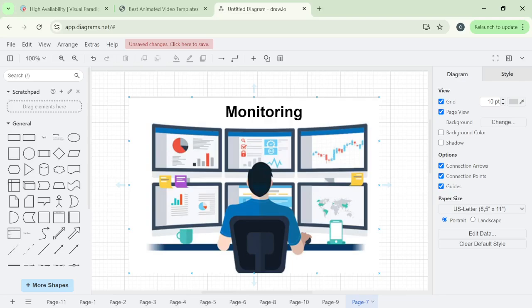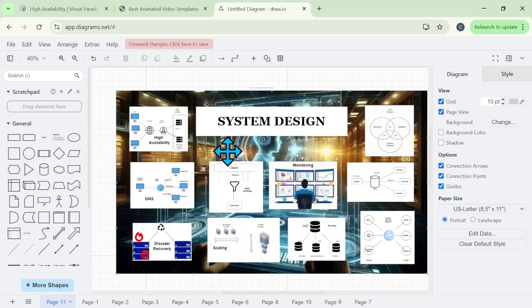So these are the 12 most important concepts of system design. And based on this, we can say that our app is well architected.